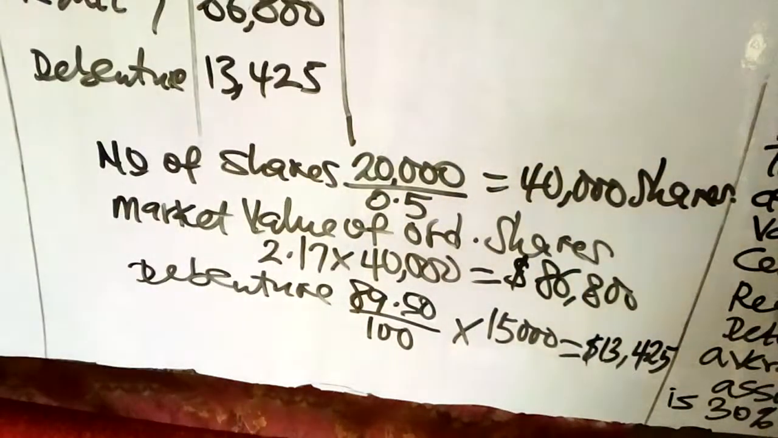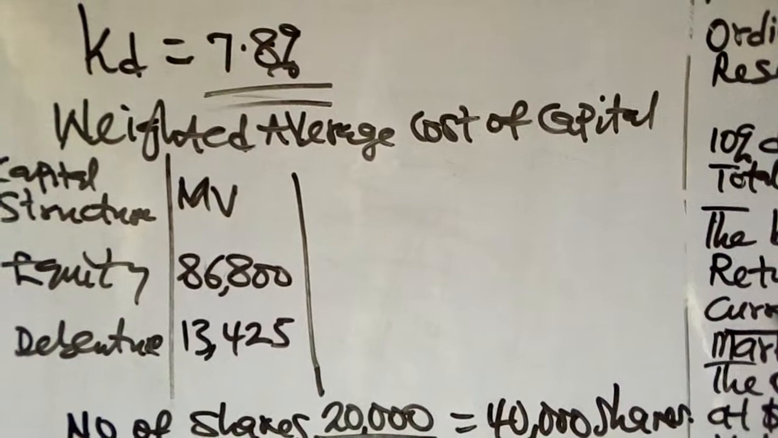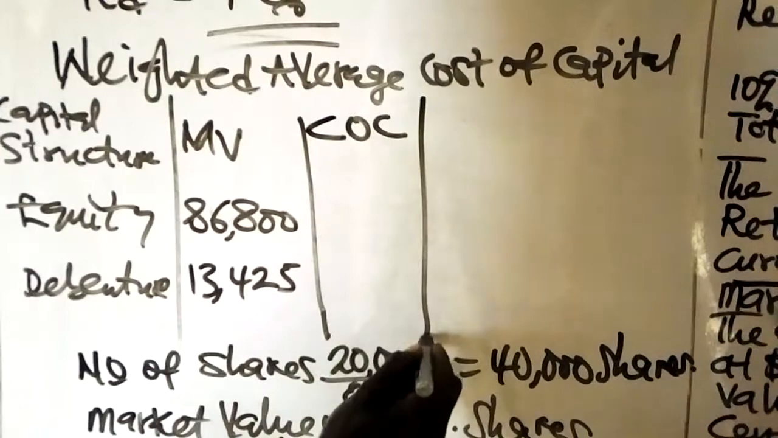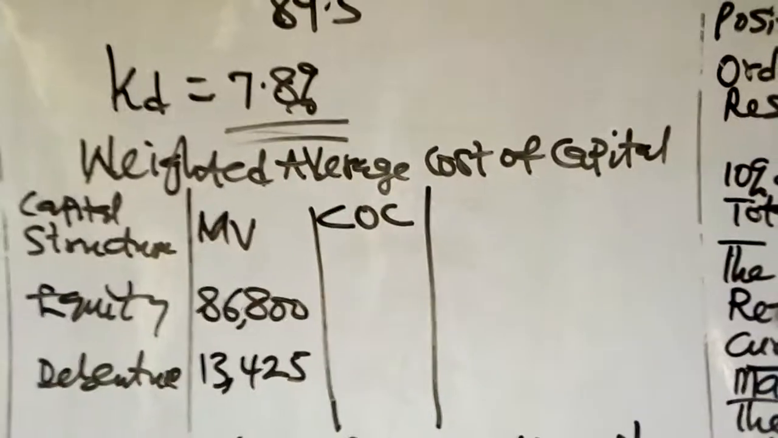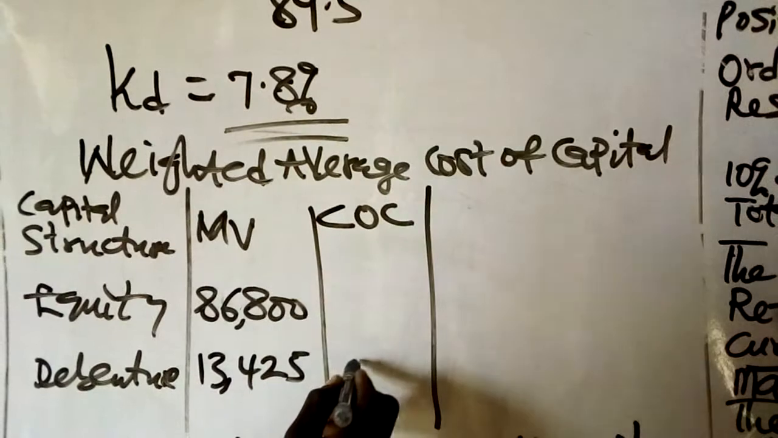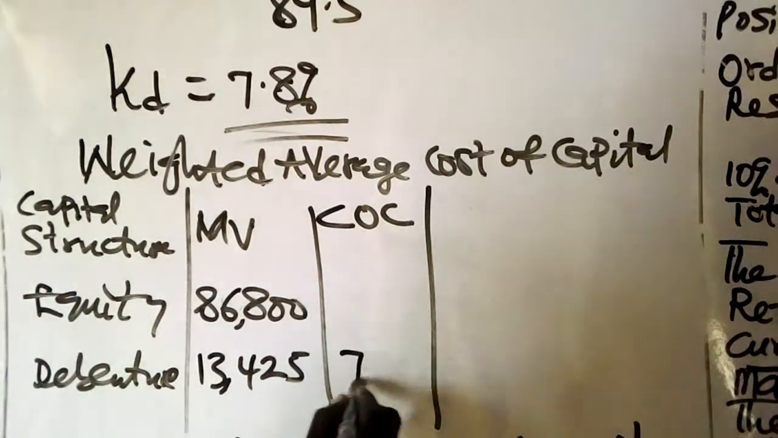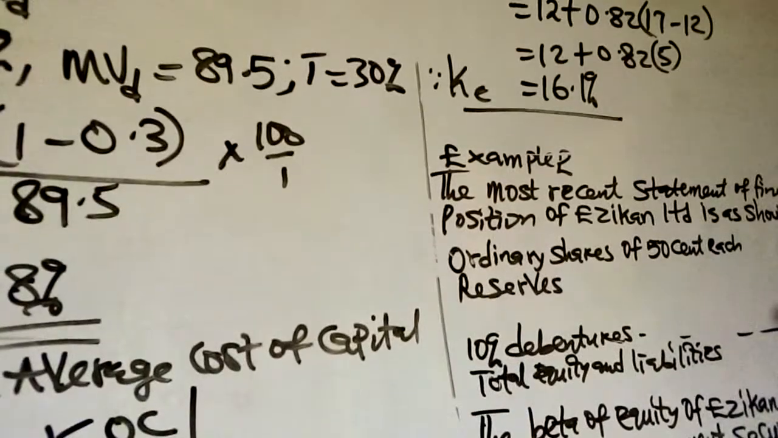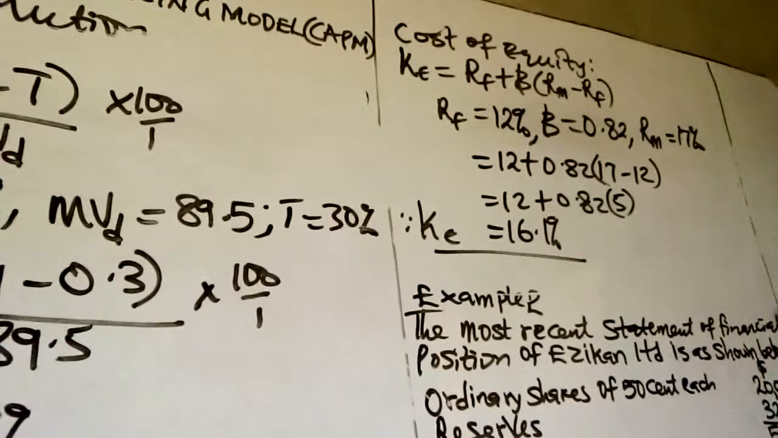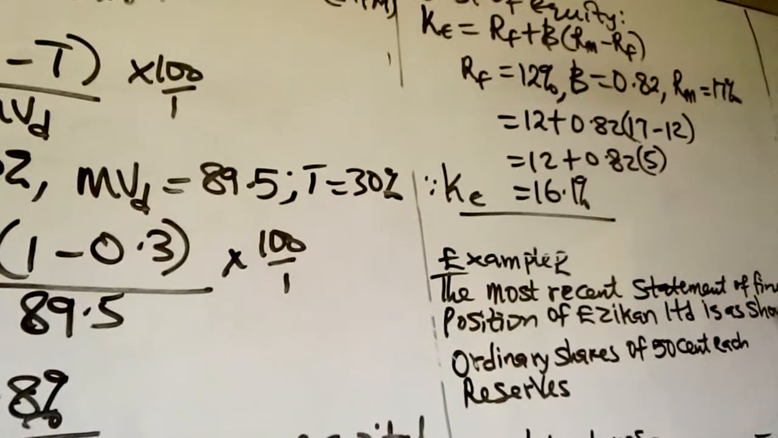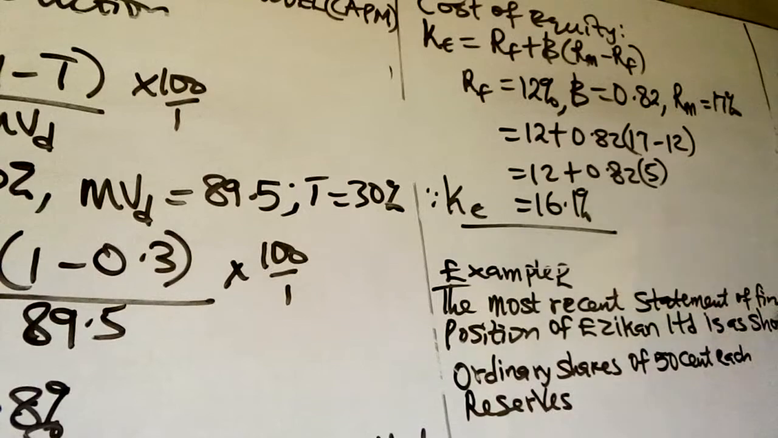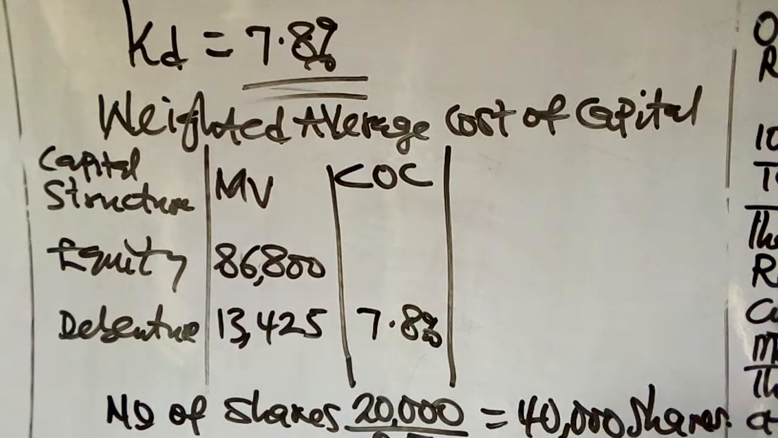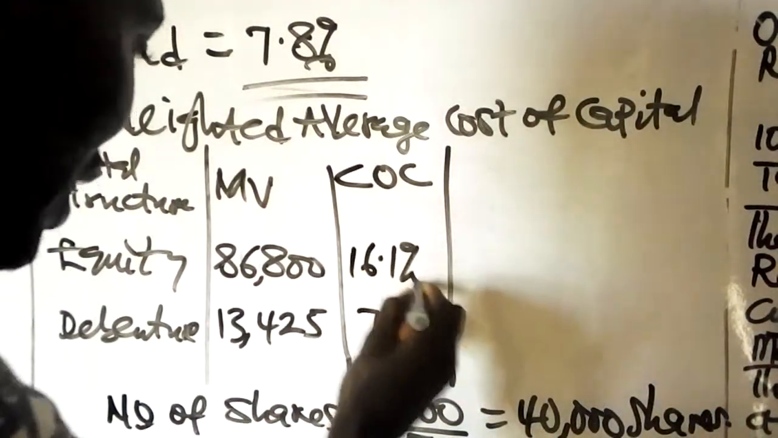Then we now put the cost of capital. The cost of the debenture as calculated is 7.8%. You can put that as the cost of the debenture, 7.8%. While the cost of ordinary share, as obtained from the capital asset pricing model, is 16.1%. That is the cost of capital.